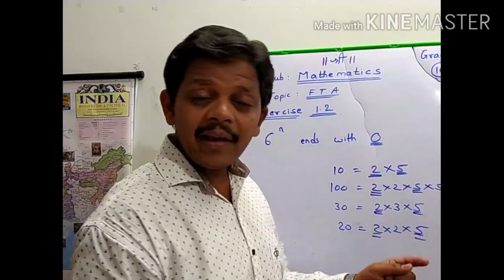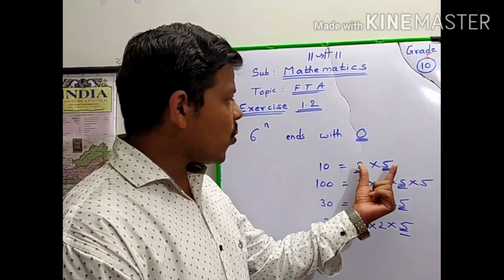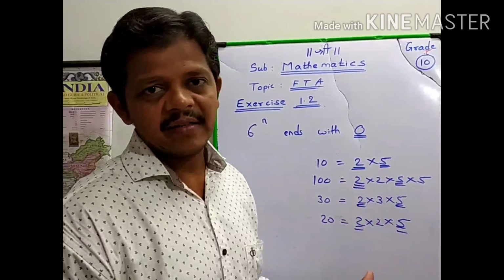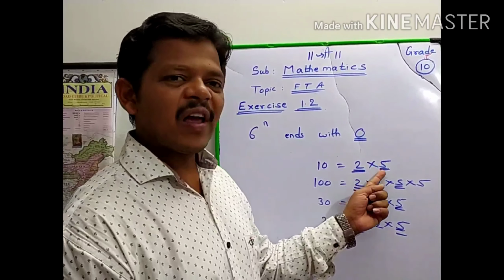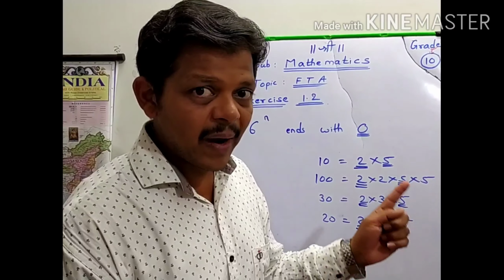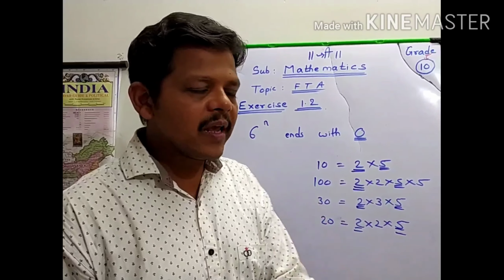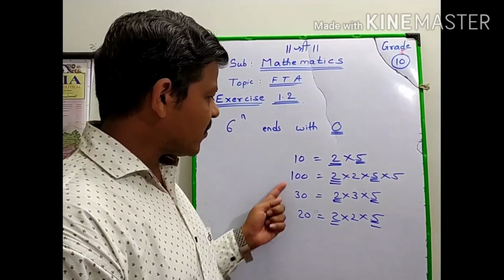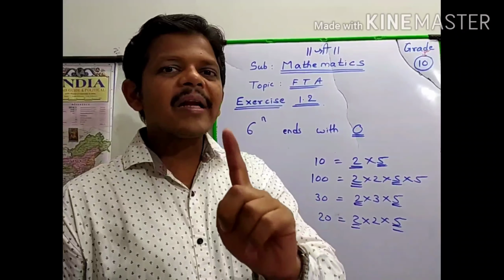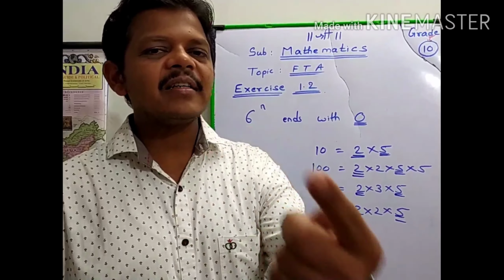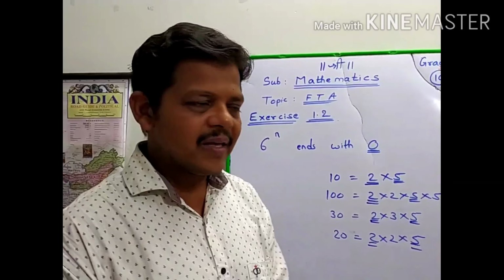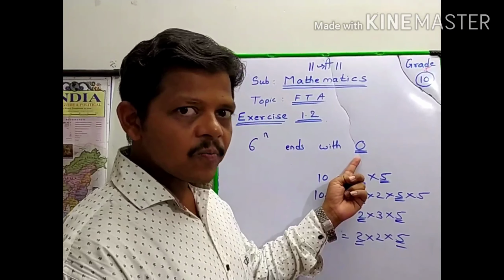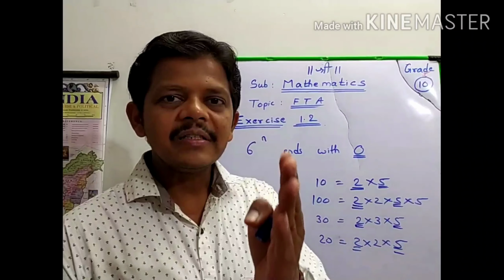Sometimes there is an extra 2, an extra 5, sometimes there is an extra 3. But 2 and 5 must be present in its prime factorization, because 2 into 5 is 10, mind well, and only a multiple of 10 ends with a digit 0. Means if a given number has to end with a digit 0, it must be a multiple of 10.